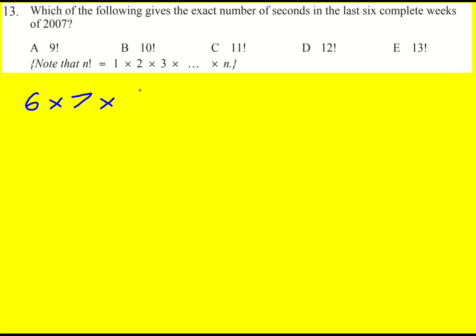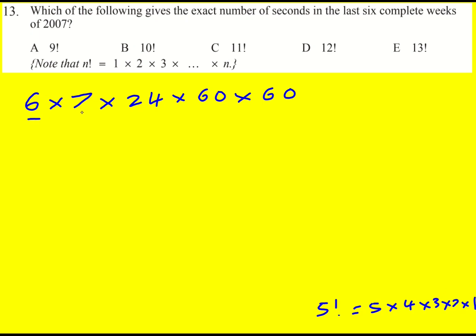And then in 1 day, there's 24 hours. So if I times the number of days by 24, I get the number of hours. And I just times by the number of minutes in an hour, and then the number of seconds in a minute. And that is the number of seconds in 6 weeks. And we want to write it using factorial. So 5 factorial, for example, is 5 times 4 times 3 times 2 times 1. We just want to see if we can get all these numbers.